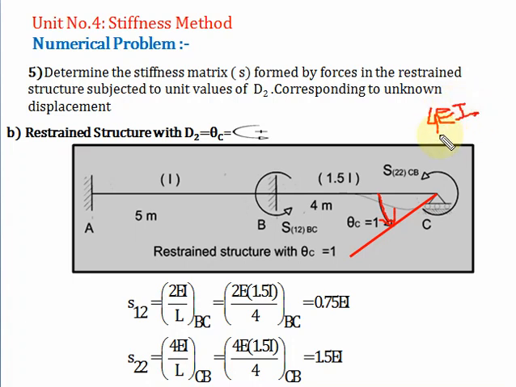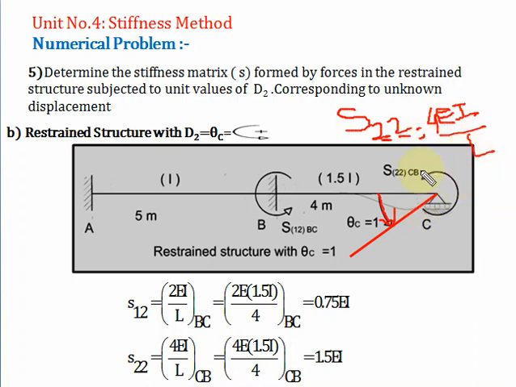So here, what number should be given now? Yes, it will be S22. Now, what does 2 stand for? The unknown number. For theta c, the unknown number is 2, and the unit rotation is given at theta c, which is unknown number 2. So here we write S22, and it is equal to 4 EI upon L.